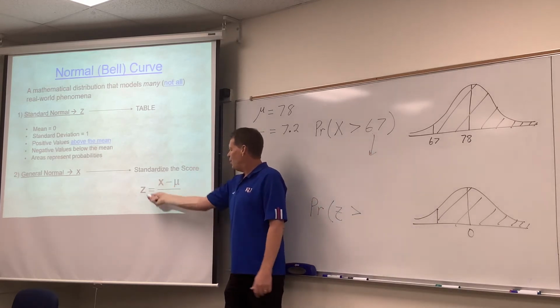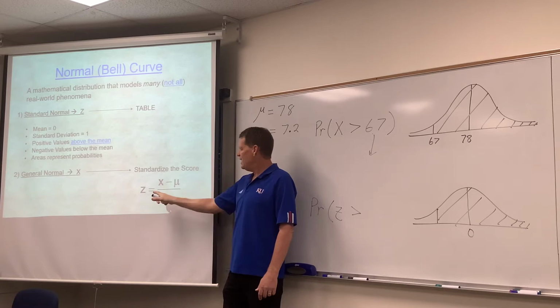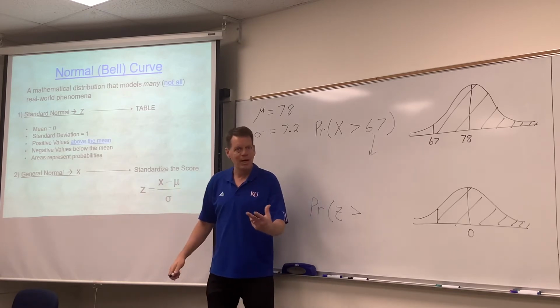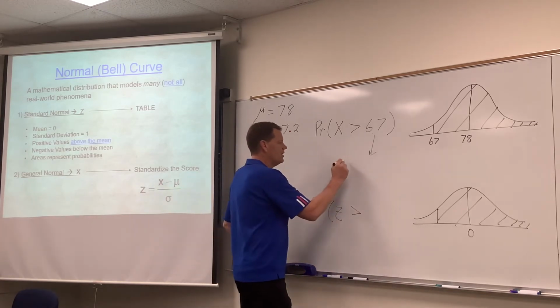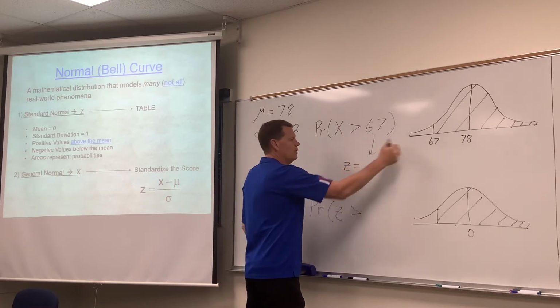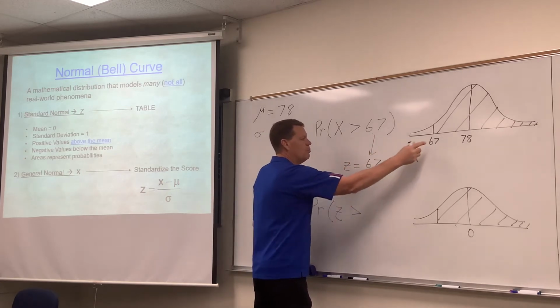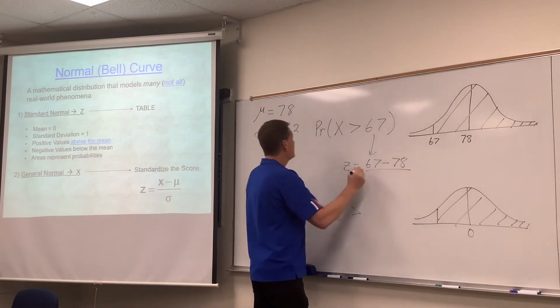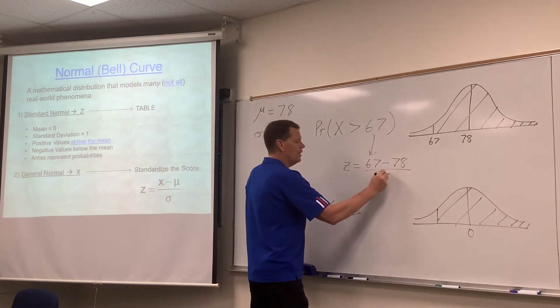And again, this would be the formula that we use to translate that. Z equals x minus mu over sigma. So we will apply that to this situation. X would be the age of 67. Mu would be the 78. And sigma is the 7.2 years.